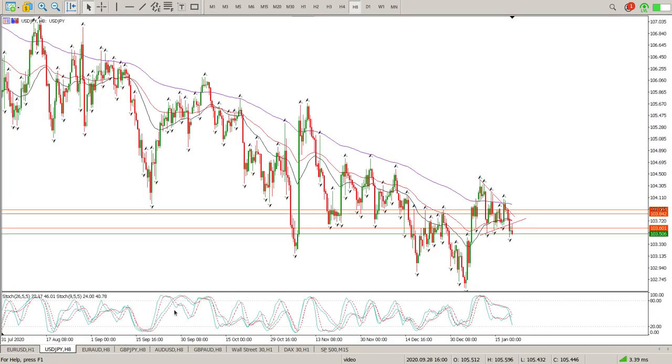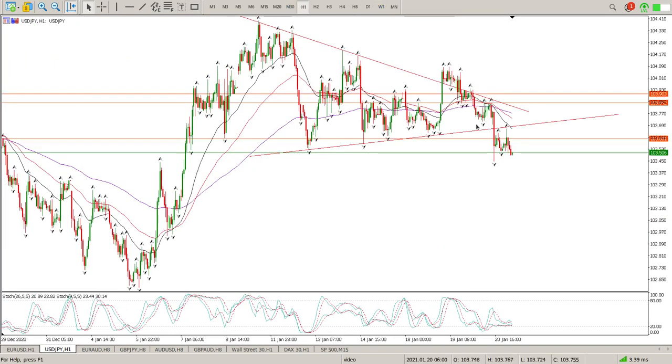Okay, US dollar Japanese yen, similar scenario there. We've had a triangle break. There's our triangle, we've broken it, and it does look like we've retested it. So let's just look on the hour. There you can see first attempt, second attempt. That's definitely a retest of that area.